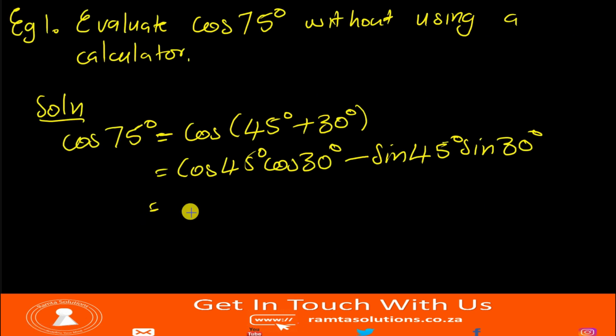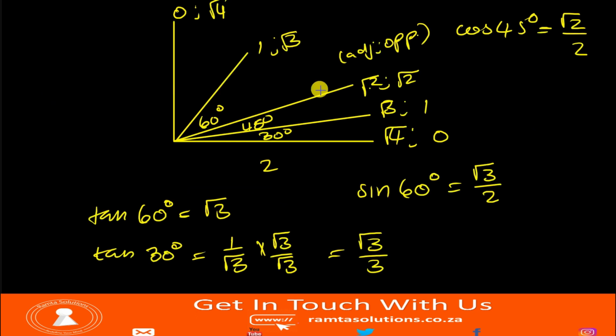So cos 45 is root 2 over 2. Cos 30 is root 3 over 2, minus sine 45 is root 2 over 2. Sine 30 is half. So these are the things that you should know, guys. If you do not know them, you can use this diagram. It will help you a great deal, okay?